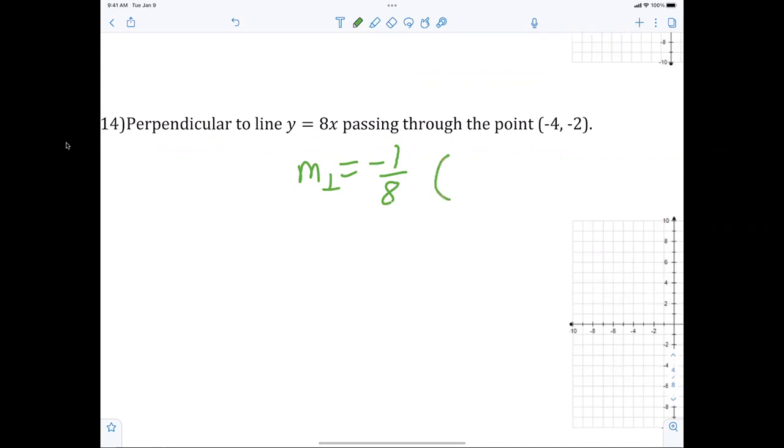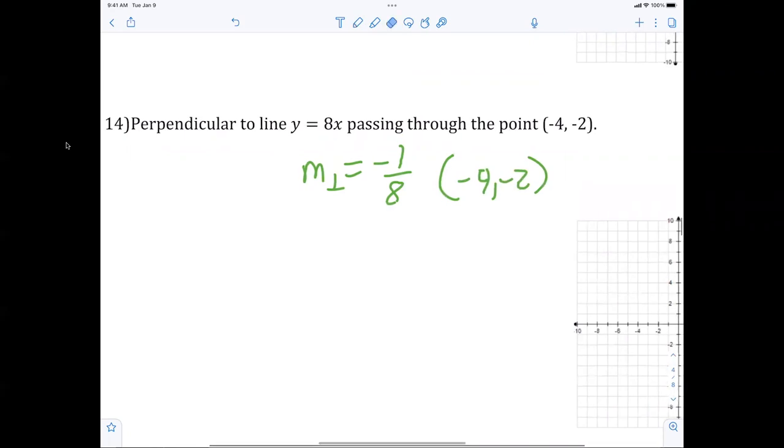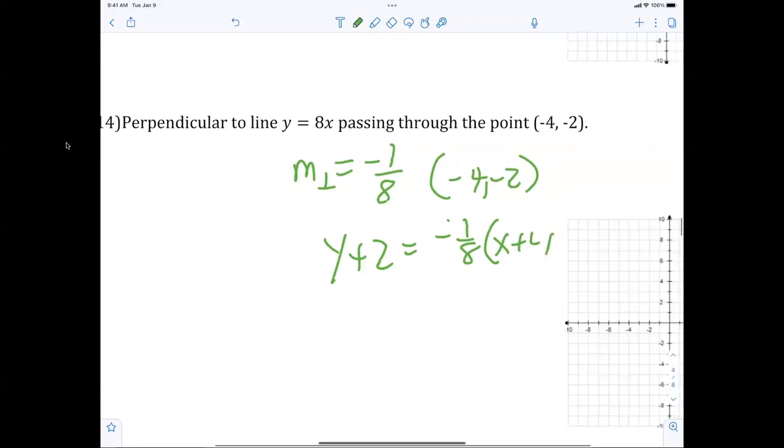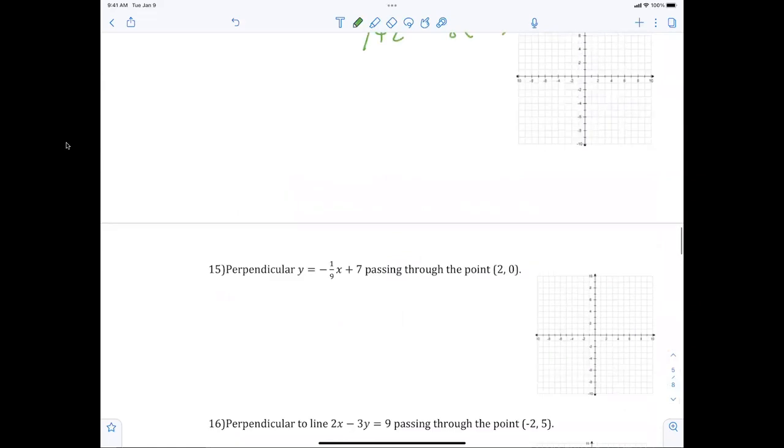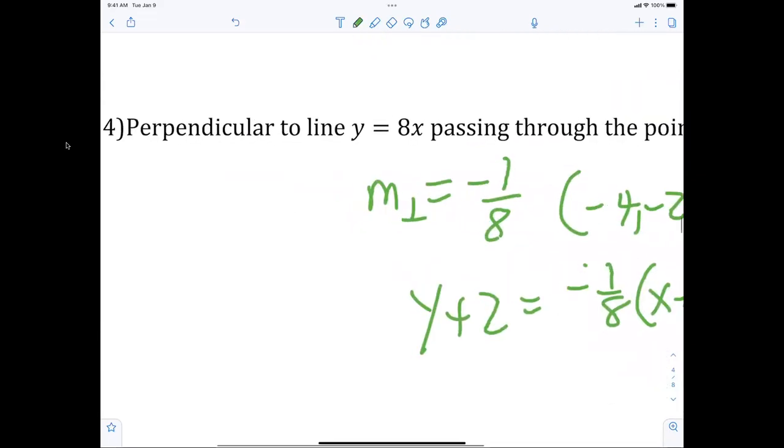And then we're passing through the point -4, -2. So I need help with that. Go ahead. Y plus 2 equals -1/8 parentheses x plus 4. Come on, guys. This is really easy. All right, let's have some more fun. The reciprocal of 8. Remember, 8 is 8/1. You with me? Makes sense now, right?